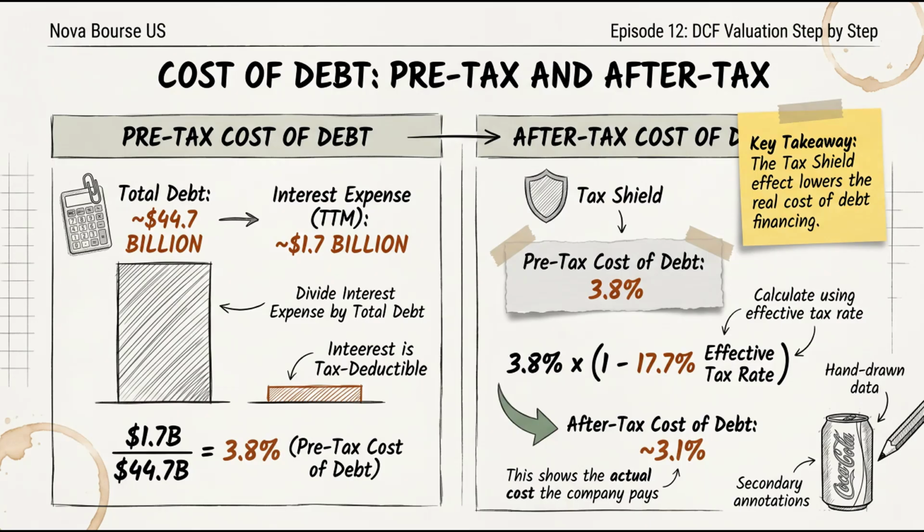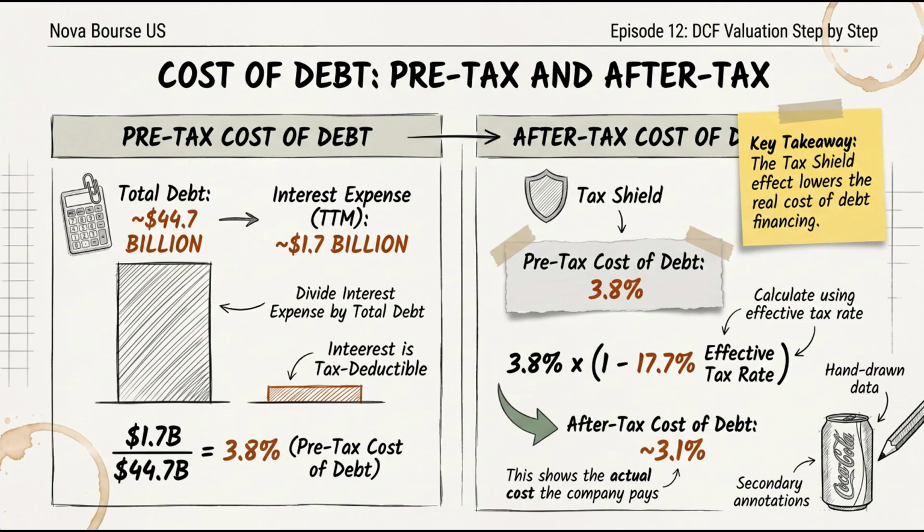Next, we determine the cost of debt. We take the trailing 12-month interest expense of $1.7 billion and divide it by the total debt of $44.7 billion, giving us a pre-tax cost of debt of approximately 3.5%.